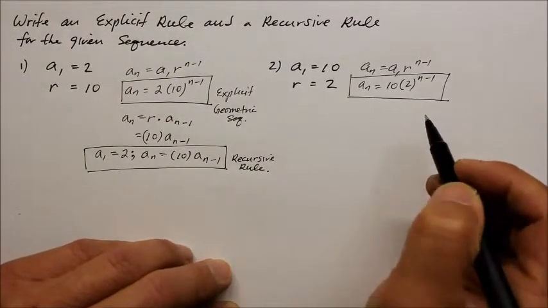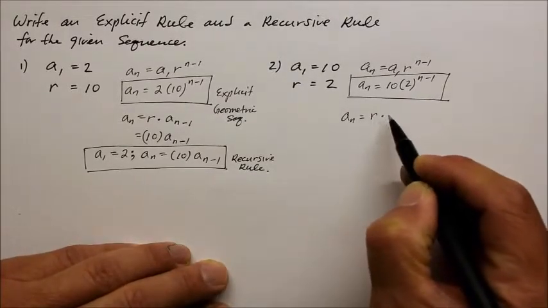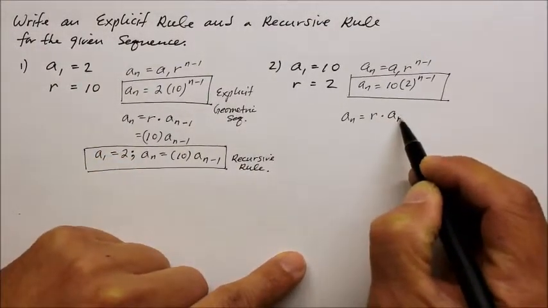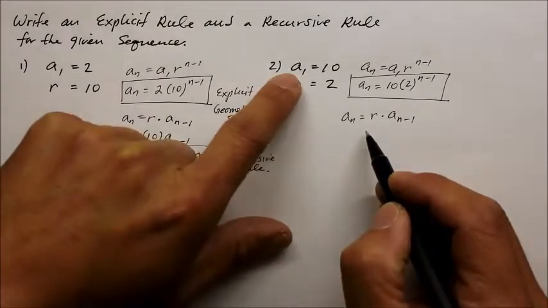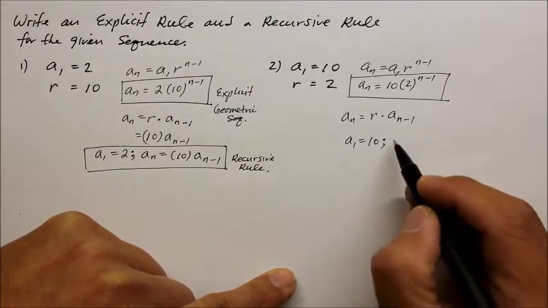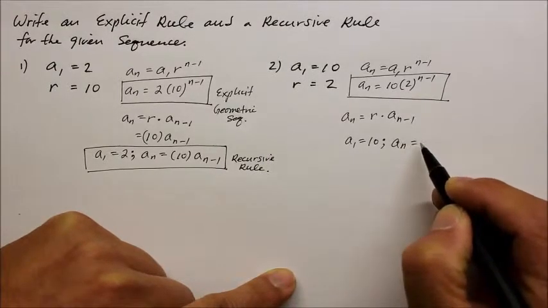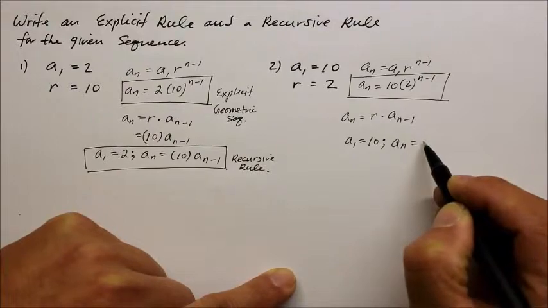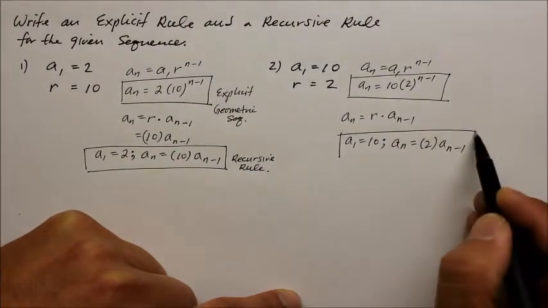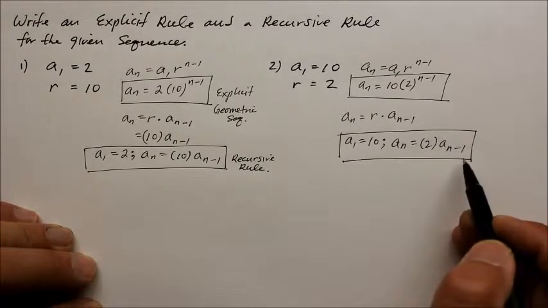Now how do we write the recursive rule? Once again, it is given as the common ratio multiplied in relation to the previous term. Whatever the a sub n is, it's going to be the term before that. First, we recognize the initial term a sub 1 is equal to 10, semicolon. Then the recursive rule that follows is a sub n is equal to the common ratio of 2 times a sub n minus 1. And there you have it. And this is the explicit geometric sequence and the recursive general rule.